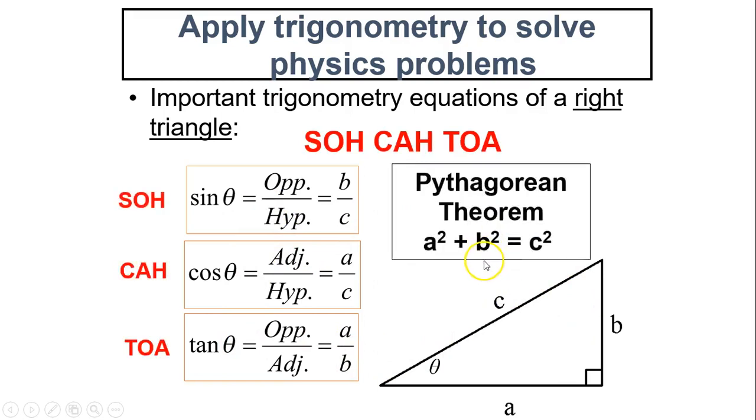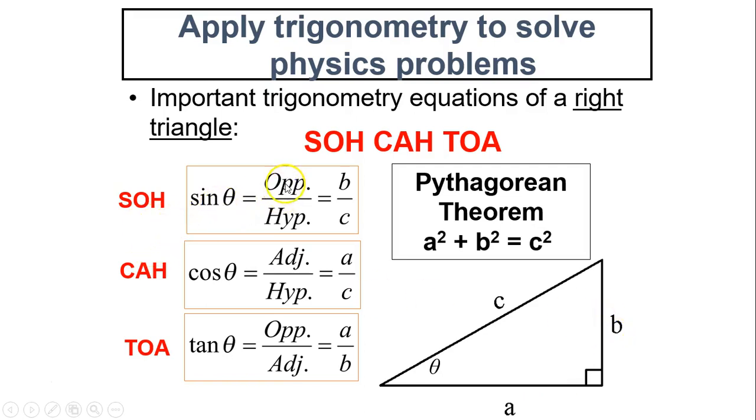So first, let's take a look at this triangle. What is opposite, hypotenuse, and adjacent? What do those mean? Opposite is the side that's opposite to this angle. Adjacent is the side that's adjacent to this angle. The other one is called the hypotenuse. Both A and B are called legs.